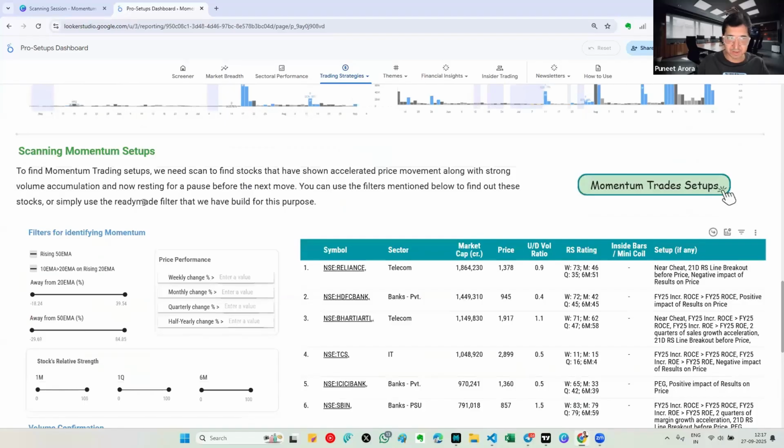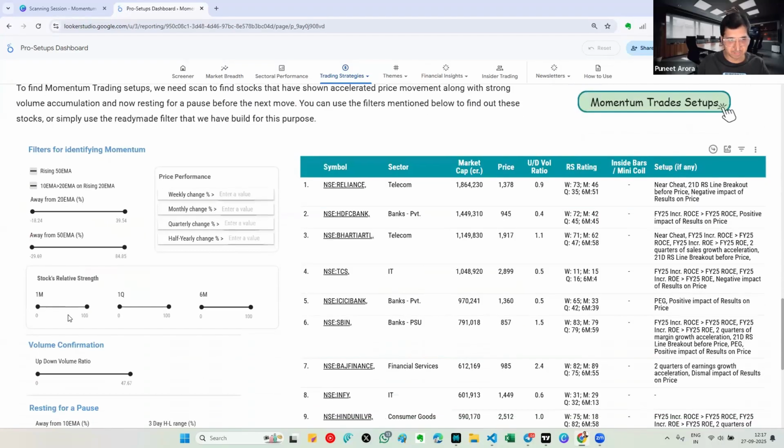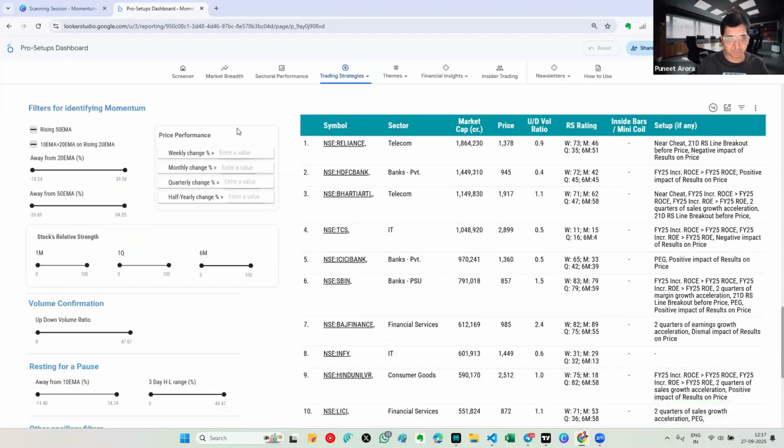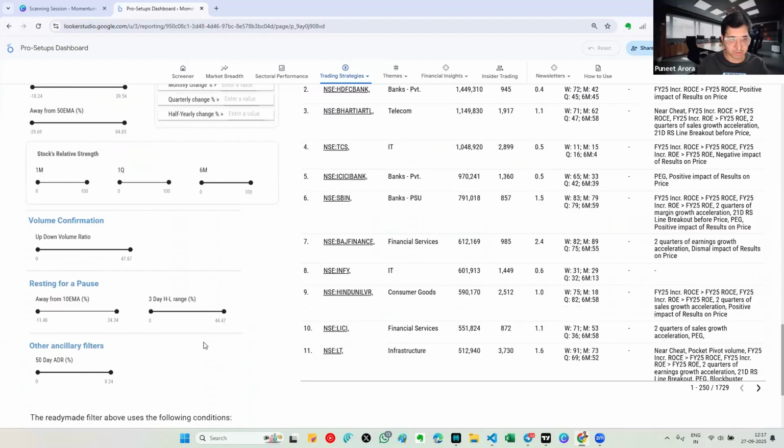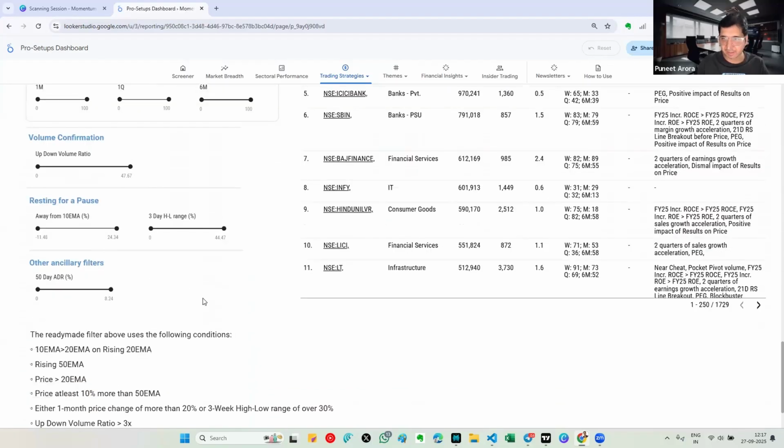The dedicated filters that are required for scanning momentum setups, I have added them here. You can use them to identify momentum, the volume confirmation, stocks resting for a pause, and other ancillary filters like 50-day ADR.